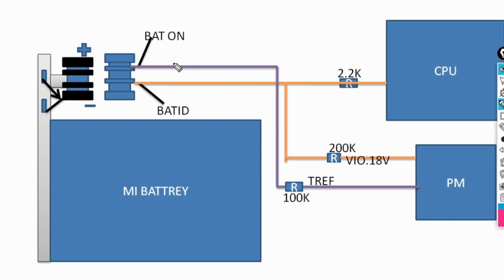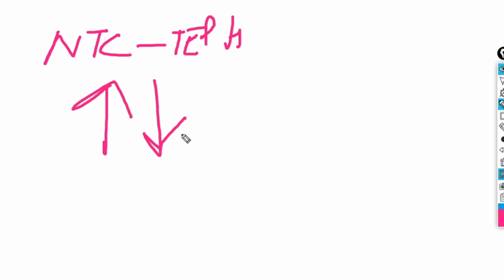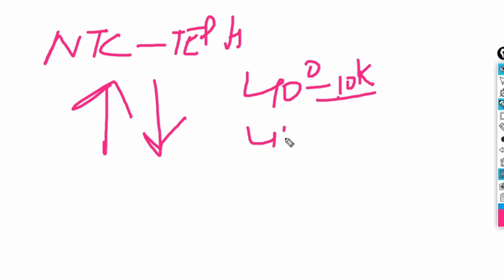Now, what is the difference between Batt on and Batt ID line? Difference between this resistance is in thermal line used as a NTC resistance. Now, what is the NTC resistance? I will explain you. NTC resistance means a thermal sensing resistance, temperature sensing resistance, right? Now, when temperature increase, the resistance decrease. If you use NTC resistance, temperature increased and the resistance decreased. For example, in a 40 degree temperature, suppose a resistance at 10k value in normal value. Now when temperature increased to 45 degree, this resistance could decrease value to 7k.